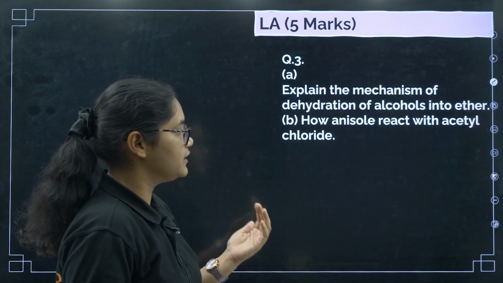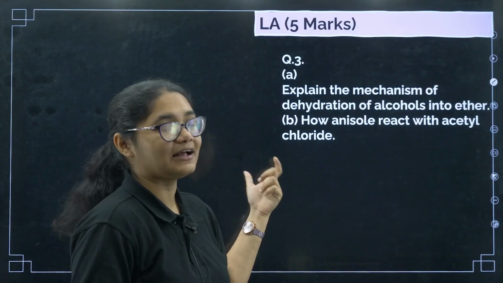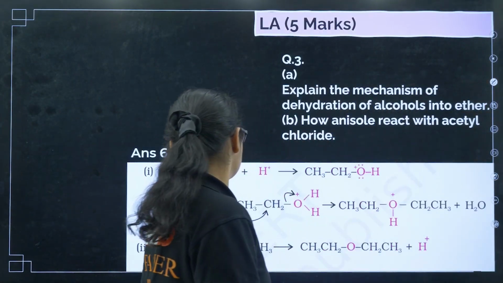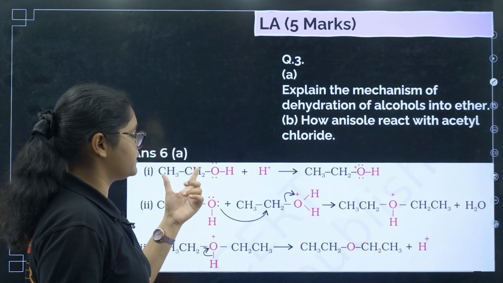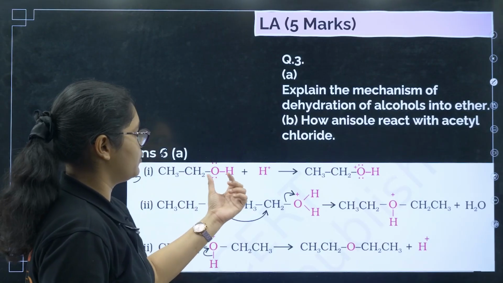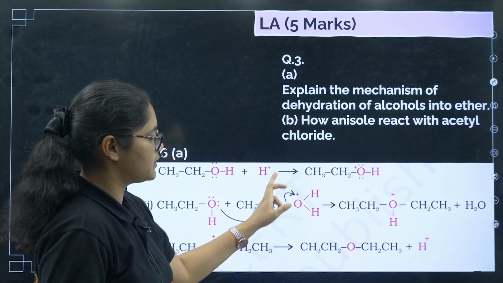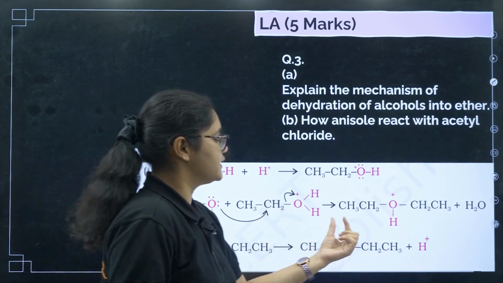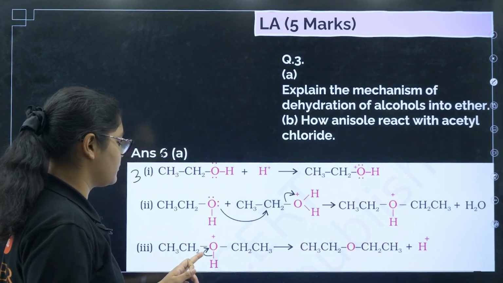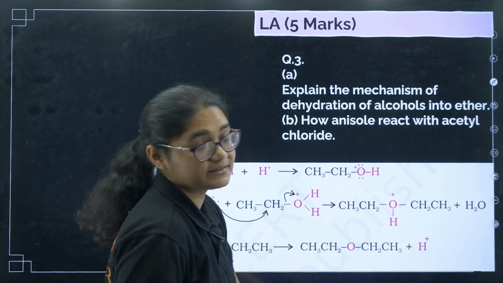Explain the mechanism of dehydration of alcohols to ether. Okay, and how anisole reacts with acetyl chloride. So here we have this one. The first step is very similar. First of all, this OH gets, this is answer 3, okay, 3. So first of all, OH gets protonated, O+H2 is formed. Next, another alcohol attacks on this one and this O+H2 is removed. So CH3CH2O+HCH2CH3 plus water is formed, and then from here there is deprotonation, and we get ether plus H+.